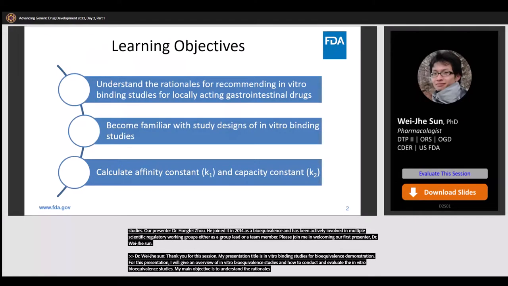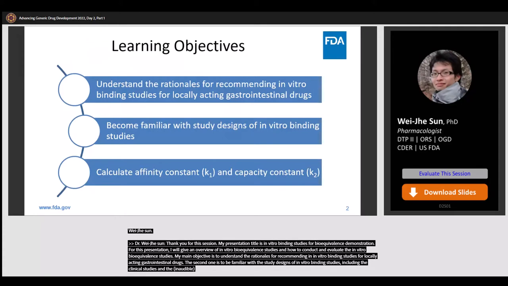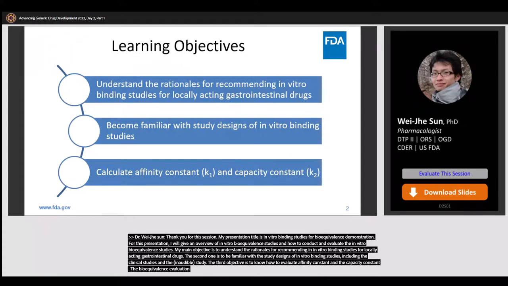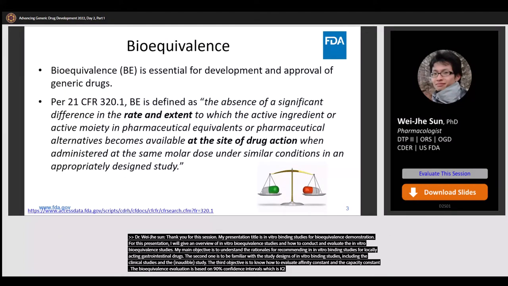The second one is to be familiar with the study designs of in vitro binding studies, including the kinetic studies and the equilibrium study. The third objective is to know how to evaluate affinity constant and the capacity constant. The bioequivalence evaluation is based on 90% confidence intervals of the capacity constant, which is K2. BE is essential for development and approval of generic drugs.